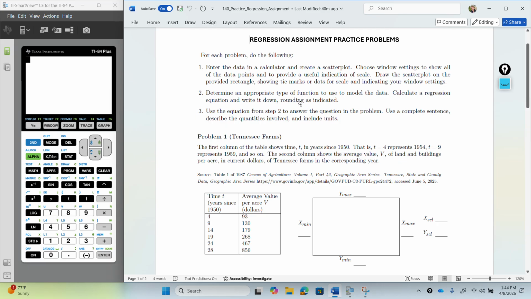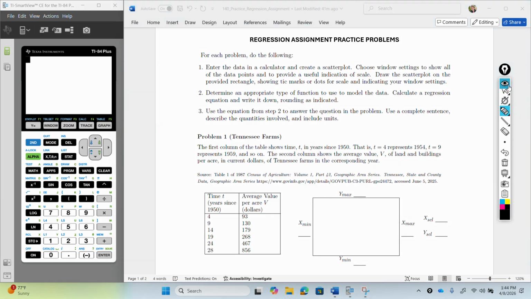Determine an appropriate type of function to use to model the data, and calculate a regression equation and write it down. Rounding is indicated. And then use your equation from step 2 to answer the question in the problem.